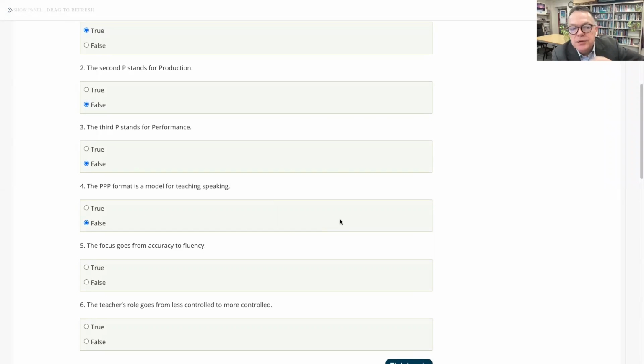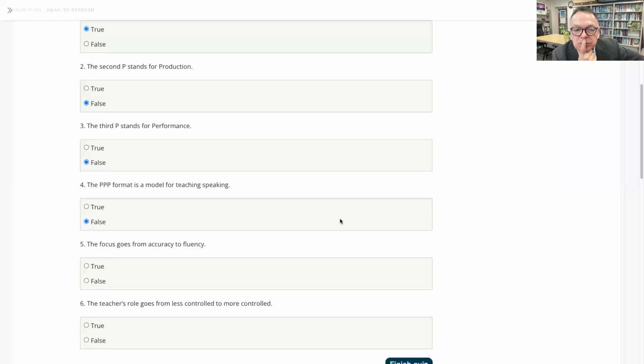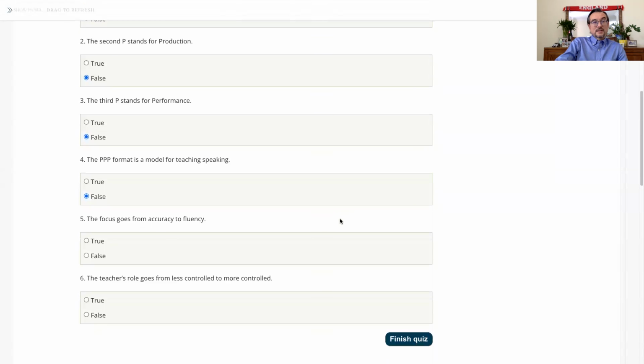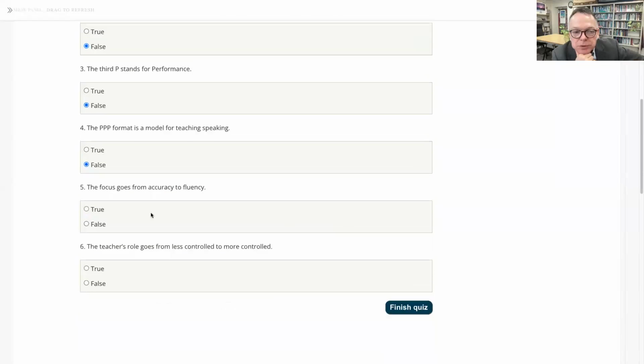Focus goes from accuracy to fluency. What do you think? Yeah, it's good. Yes, the controlled practice. Yes, it's true. So we have controlled practice in the second stage and then the freer practice last. The teacher's role goes from less controlled to more controlled. No, it's the opposite, right? It goes from more controlled to less controlled. So it's false. Yes. 6 questions.